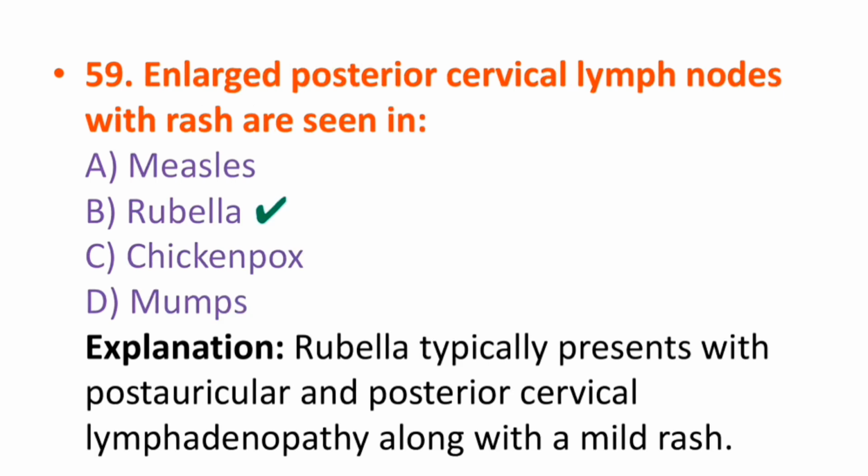Enlarged posterior cervical lymph nodes with rash are seen in option A measles, option B rubella, option C chickenpox, option D mumps. The correct answer is option B rubella. Rubella typically presents with post-auricular and posterior cervical lymphadenopathy along with a mild rash.